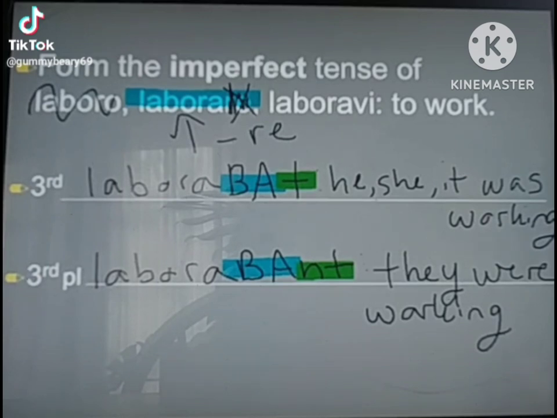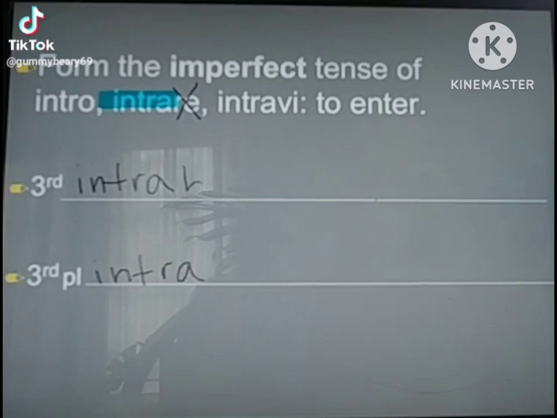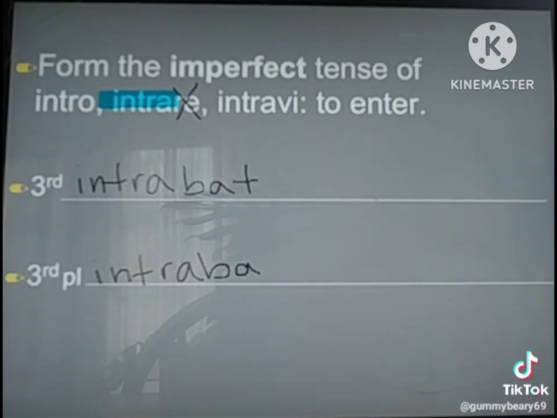So let's try another one. Intro, intrare. Once again, I'm using the second part of my verb, and I'm chopping off the R-E. So intra is my stem for both parts. Then I'm going to add a B-A, because that's what makes it imperfect. And then a T for a third person singular, and an N-T for a third person plural. The difference being third person singular verbs would be used with the singular nominative, third person plurals with the plural nominative.